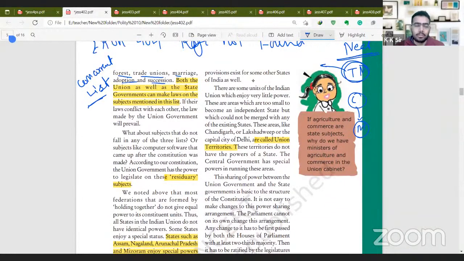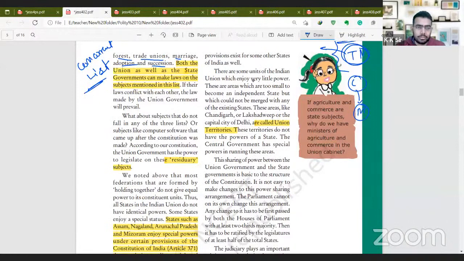So, the concurrent list. Tamil Nadu is saying that they can make laws on the NEET issue as well. So a lot of confusion is going on, and we will discuss it at some point at leisure. So these are the three things: union list, state list, and concurrent list.